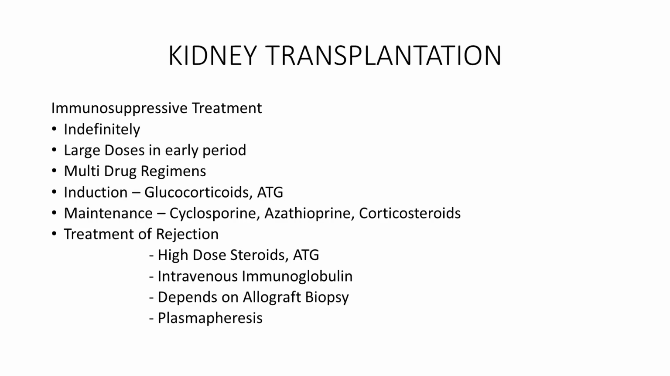Treatment of rejection: high dose steroids, ATG, intravenous immunoglobulins. It depends on the allograft biopsy, the transplanted kidney biopsy, and sometimes as an acute measure, you also have to perform plasmapheresis.